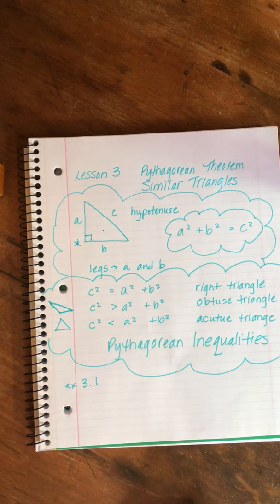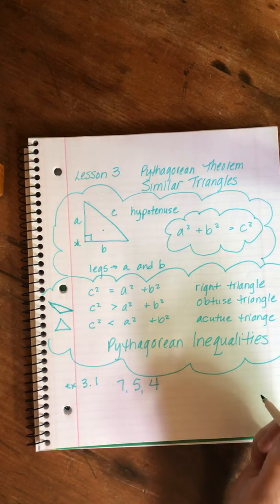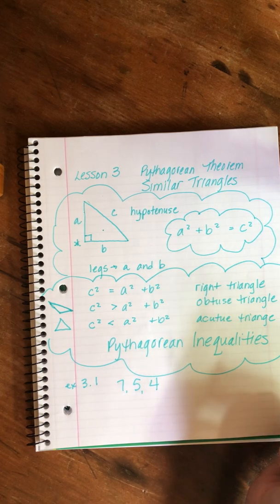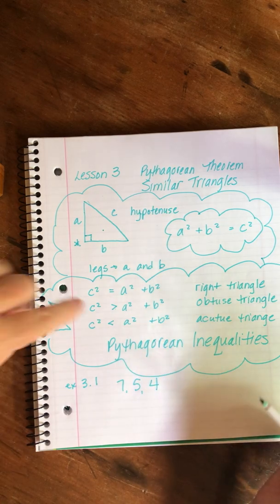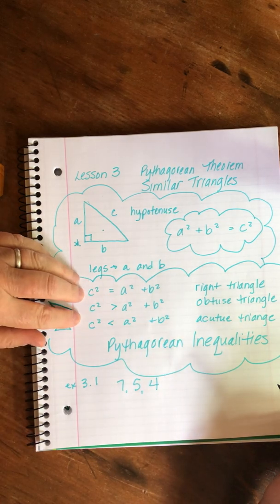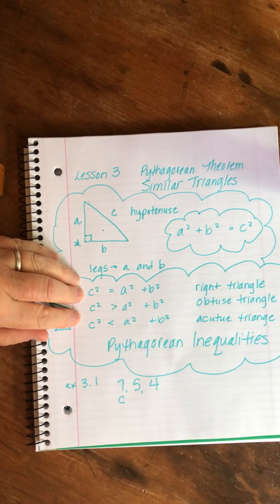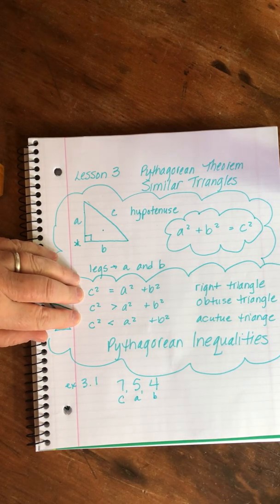It says the lengths of the sides of a triangle are 7, 5, and 4 respectively. Is the triangle a right triangle, an acute triangle, or an obtuse triangle? We're supposed to figure that out. Now, we could try drawing a picture and using a ruler, but we can use this simple inequalities test to make it work. This will be our C because it's the longest of the three sides. And then we'll make this our A and our B. That doesn't matter as much.